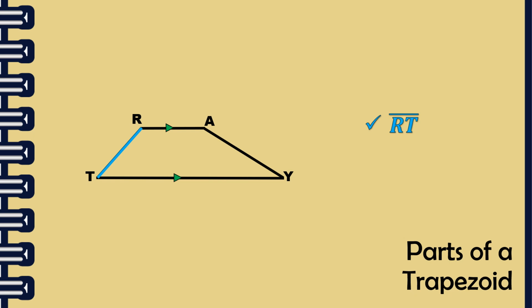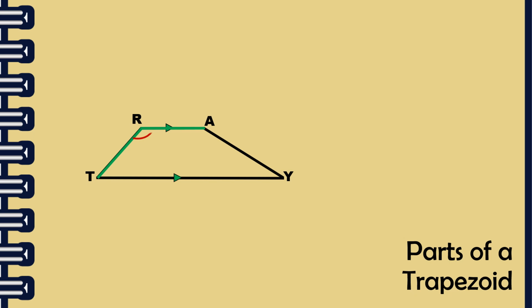Since the parallel sides of quadrilateral TRAY are segment RA and segment TY, then we can say that segment RT and segment AY are the two non-parallel sides. These two segments are called the legs. The legs are the two non-parallel sides of any trapezoid.